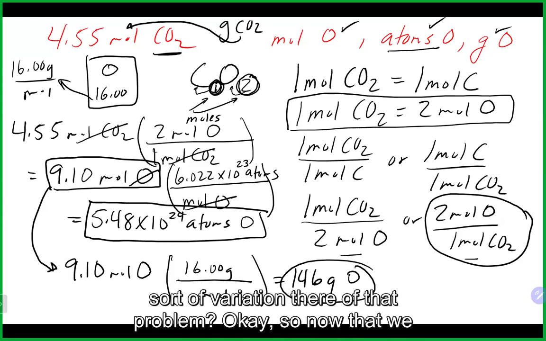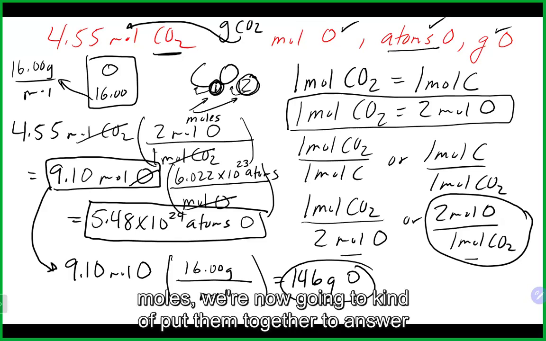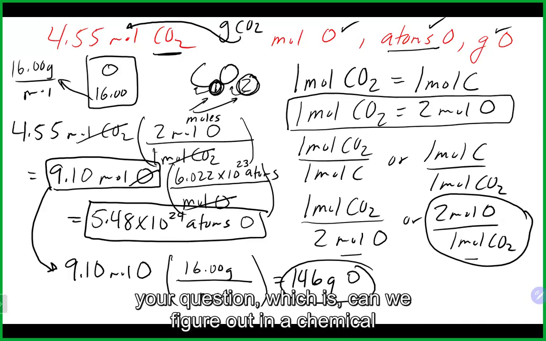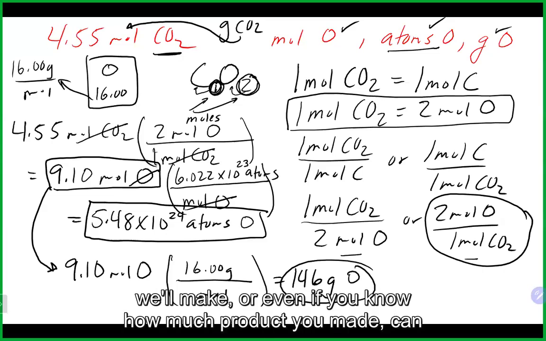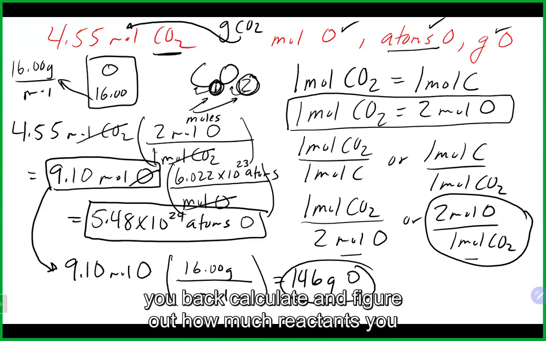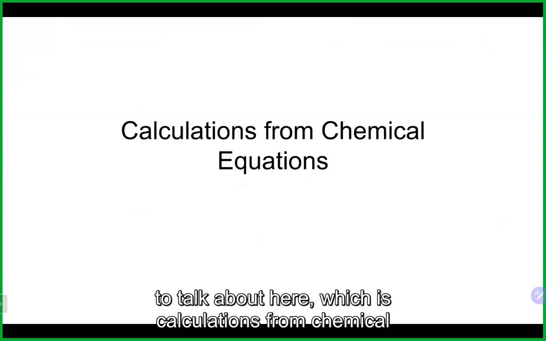Okay, so now that we talked about balancing equations and we talked about grams to moles, we're now going to put them together to answer your question, which is, can we figure out in a chemical reaction, if we know how much we start with, how much product we'll make, or even if you know how much product you made, can you back calculate and figure out how much reactants you started with? And the answer is yes, and that's what we're going to talk about here, which is calculations from chemical equations.